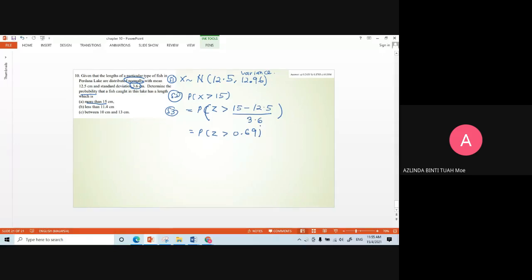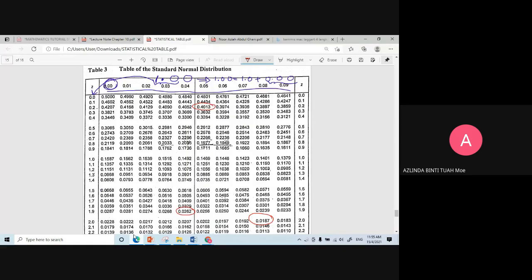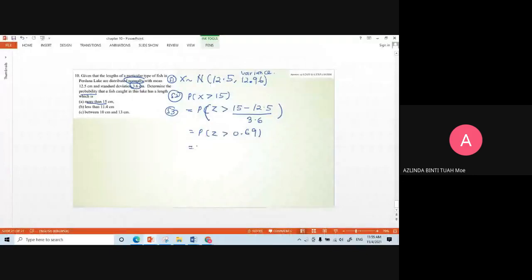Okay, luckily it is greater than and it is a positive value. We can get the answer straightforward from the table. 0.69, 0.2451. Okay, our answer 0.2451 is correct. There is a small answer above here. Okay, next.